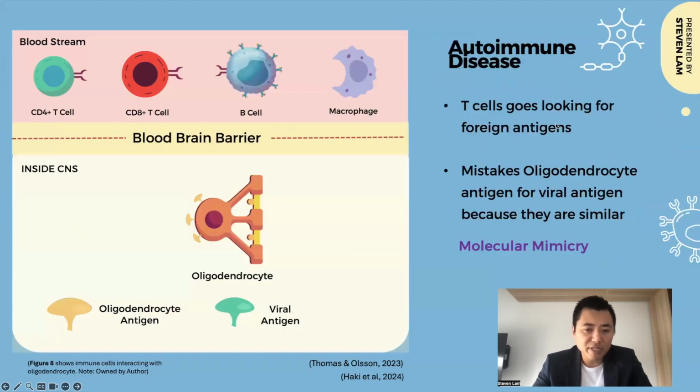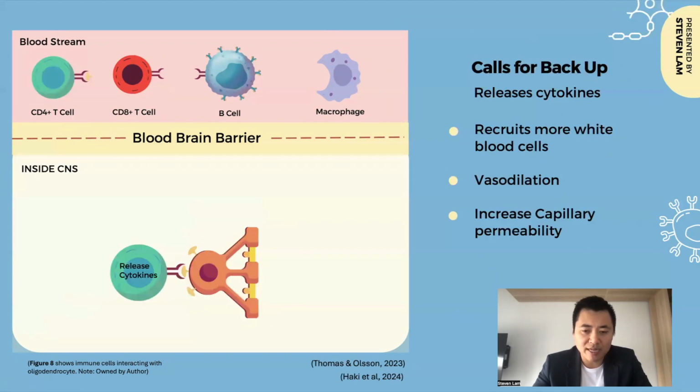Okay, so if we look at the immune system, the T cell is a cell that goes around the body and tries to find things that don't belong there. And so it reads an antigen on an oligodendrocyte and it mistakes it for a viral antigen. And so when 2 antigens are very similar to each other, we call this molecular mimicry. And so when it thinks that the oligodendrocyte is a virus, it's going to start releasing something called cytokines.